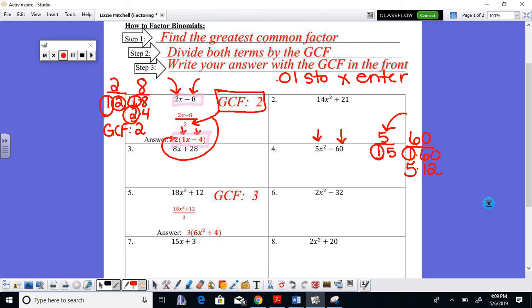The ones they have in common are 1 and 5. Well, the greatest of those two, obviously it's 5. 5 is greater than 1, so our GCF is 5. So we're going to divide this binomial by 5. When we write our answer, we make sure we have our GCF on the outside. 5x squared divided by 5 is 1x squared. We don't have to put the 1. If you like seeing the visual there, it's fine. If not, that's fine too. Negative 60 divided by 5 is negative 12. So our factored form for this binomial is 5 parentheses x squared minus 12.